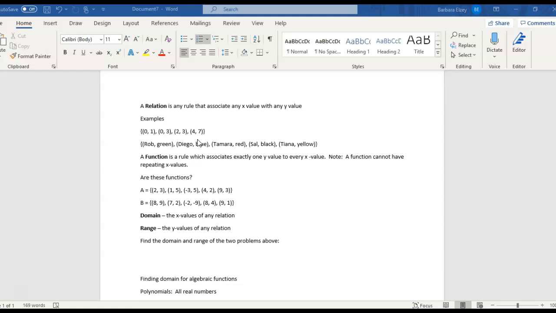Okay? Now, a function is a very special kind of relation. A function is a rule which associates exactly one y value to every x value. Or if you want to think of it this way, a function can't have repeating x values. So with that in mind, we cannot have repeating x values in a function. Let's take a look at these two examples and decide if they're functions. Let's just look at the x values. So notice 2, 1, -3, 4, 9. Those are all different numbers. So this one is a function.